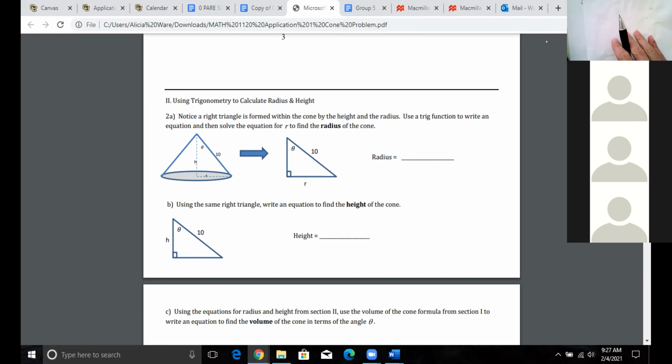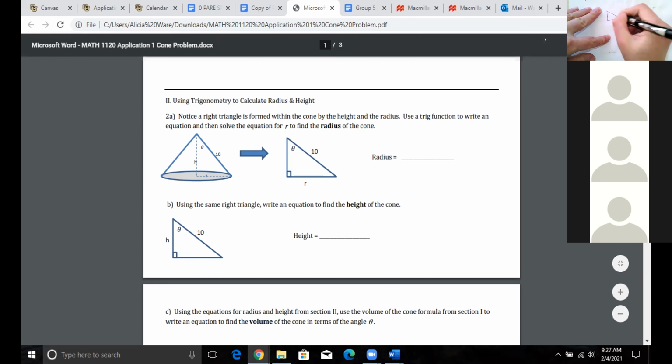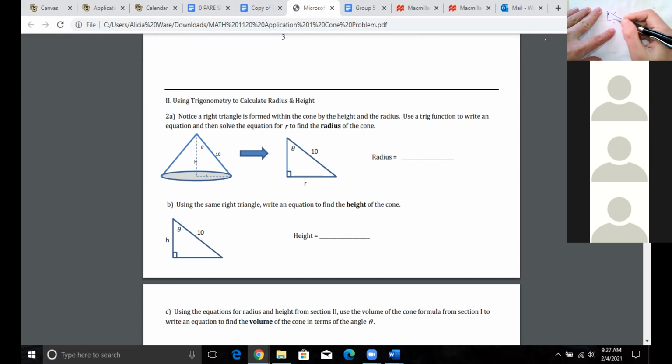Hey, Alicia, can you see my paper? Yeah. You have theta here, 10 here, r here, right? Mm-hmm. Radius is just this r.